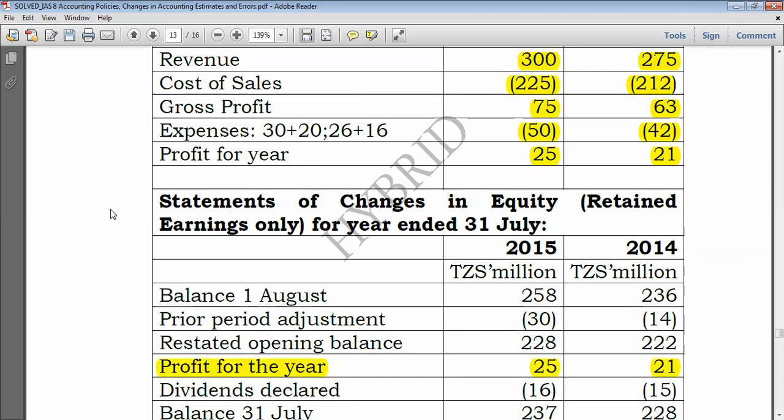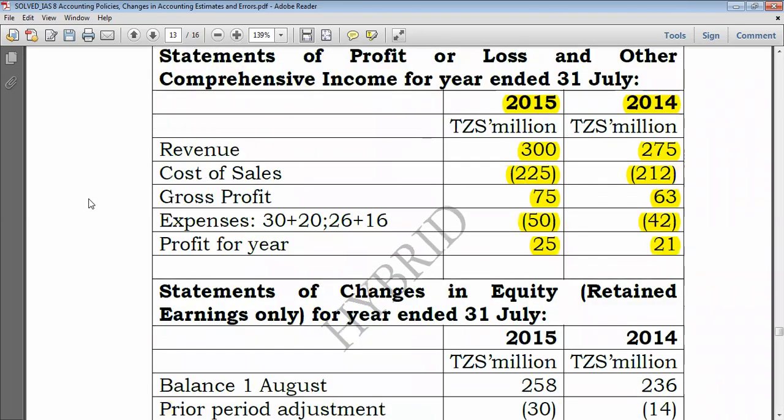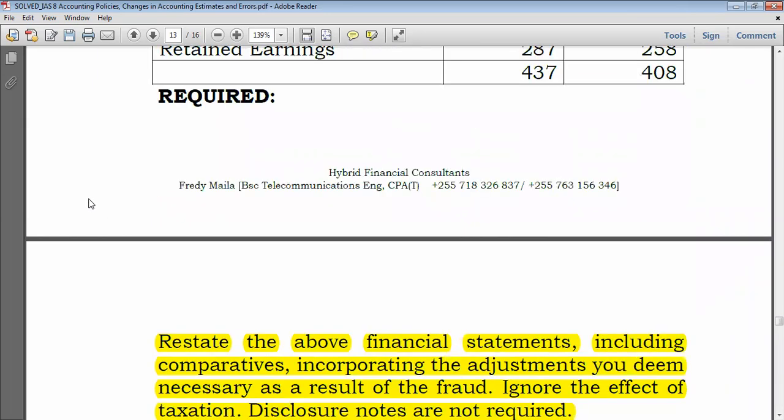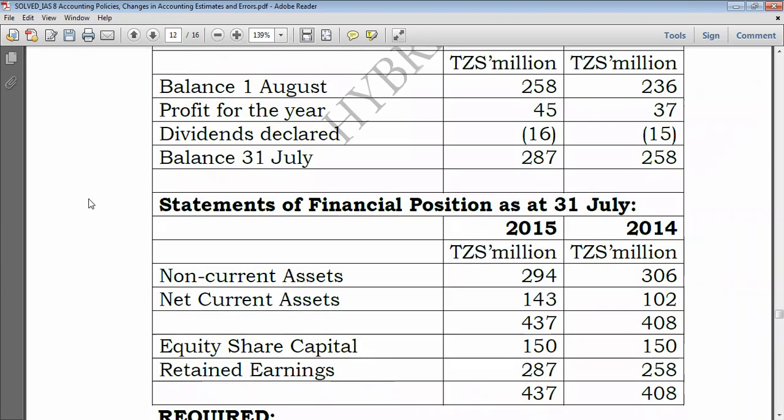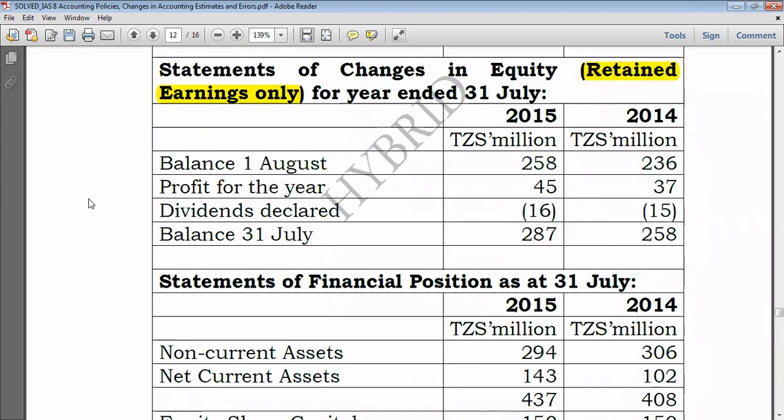Let's just finish up on the statement of changes in equity as well as the statement of financial position. So let's go to the statement of changes in equity. Now, what about it? We have already made the adjustments on profit. So profit for the year has got no issue. We are done with this. Let's just go to the balance on 1st August. The balance on 1st August is just simple.